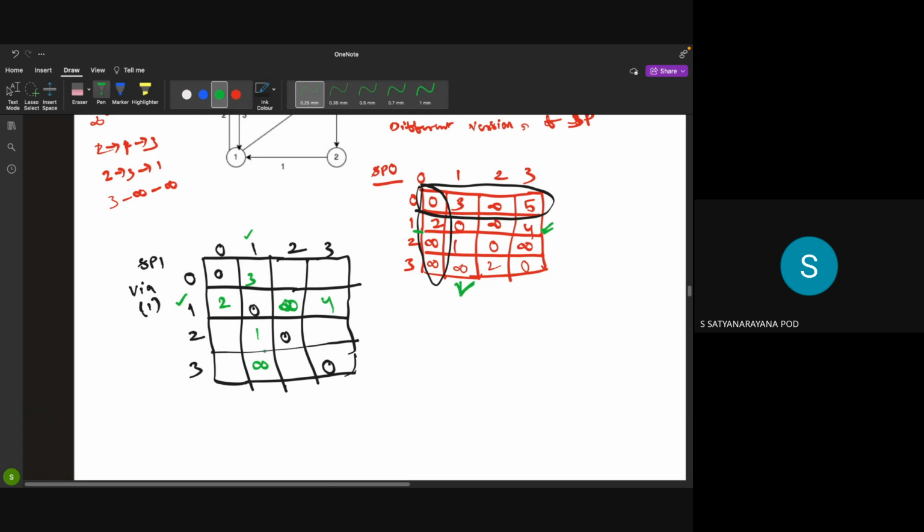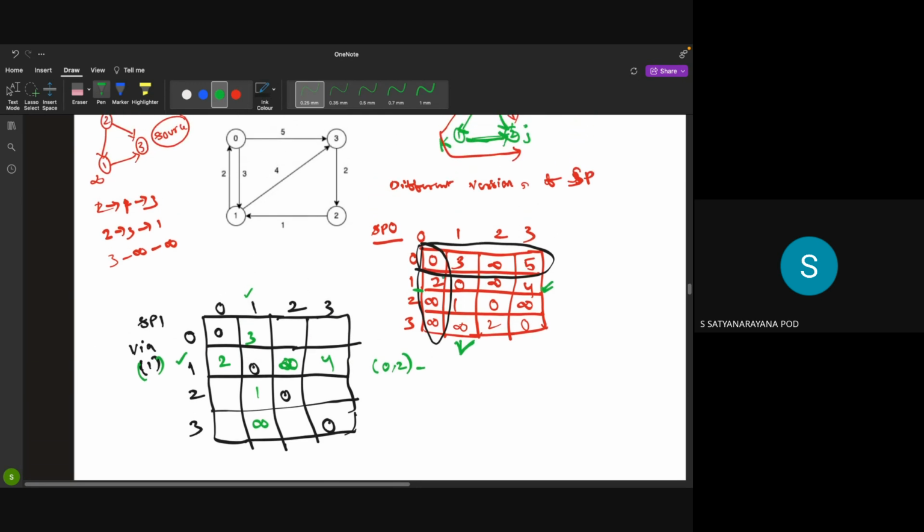While calculating the remaining values, an interesting thing happens. Please see what we are trying to do. We are trying to do 0 to other vertices, and via 1 also we are calculating. See, I am talking about 0 to 2. What is my 0 to 2? Wait, please check the graph. 0 to 2, we don't have a direct edge. It's infinite, no? Yes, sir.